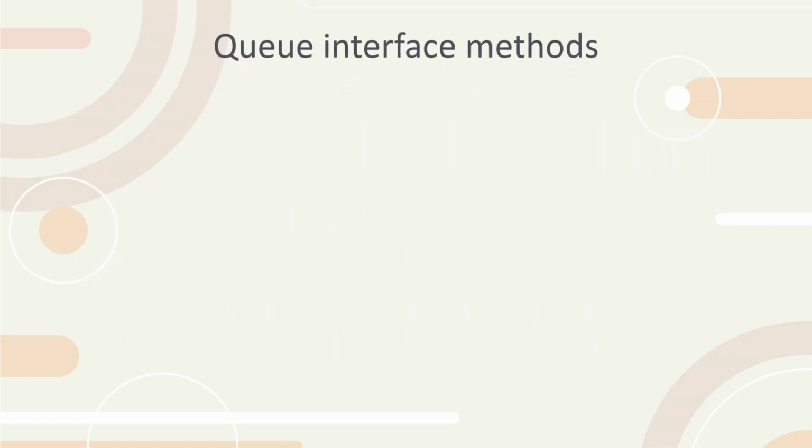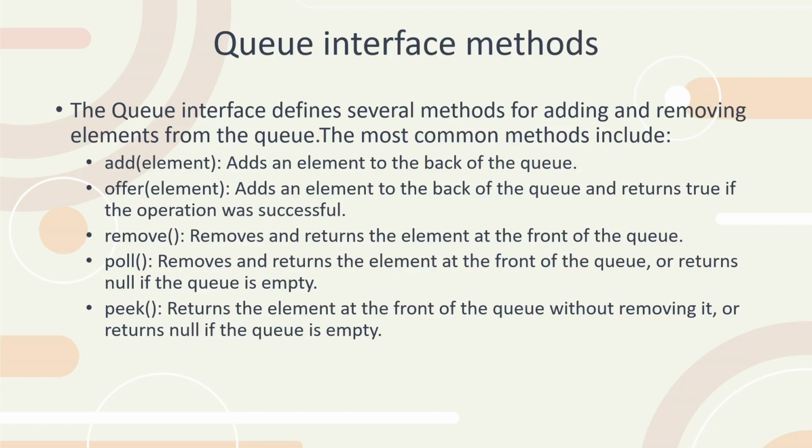So now let's look into what methods are available in the Queue interface. The Queue interface defines several methods for adding and removing elements from the queue. The most common methods include add, which adds an element to the back of the queue and returns true if the operation was successful. Remove removes and returns the element at the front of the queue. Poll removes and returns the element at the front of the queue, or returns null if the queue is empty. Peek returns the element at the front of the queue without removing it, or returns null if the queue is empty. Apart from these methods, there are several others supported by the Queue interface, which you can go through in the Queue interface docs.